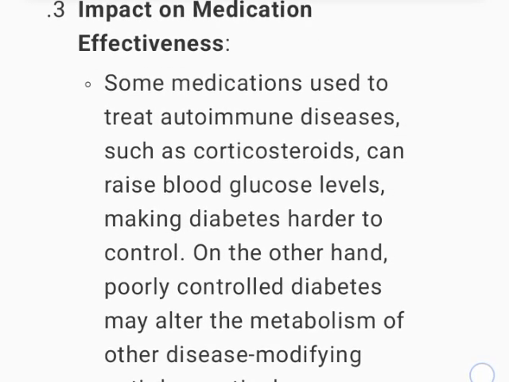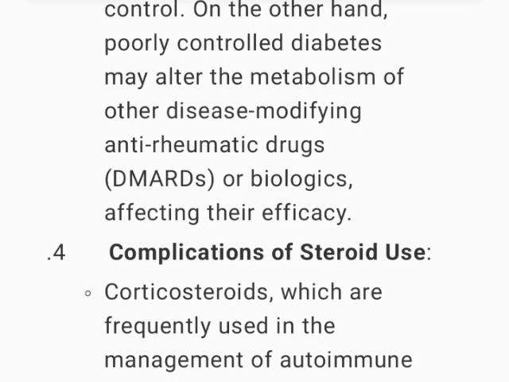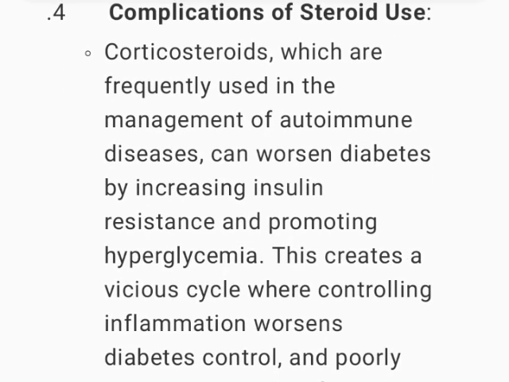3. Impact on medication effectiveness. Some medications used to treat autoimmune diseases, such as corticosteroids, can raise blood glucose levels, making diabetes harder to control. On the other hand, poorly controlled diabetes may alter the metabolism of other disease-modifying anti-rheumatic drugs, DMARDs, or biologics, affecting their efficacy. 4. Complications of steroid use.